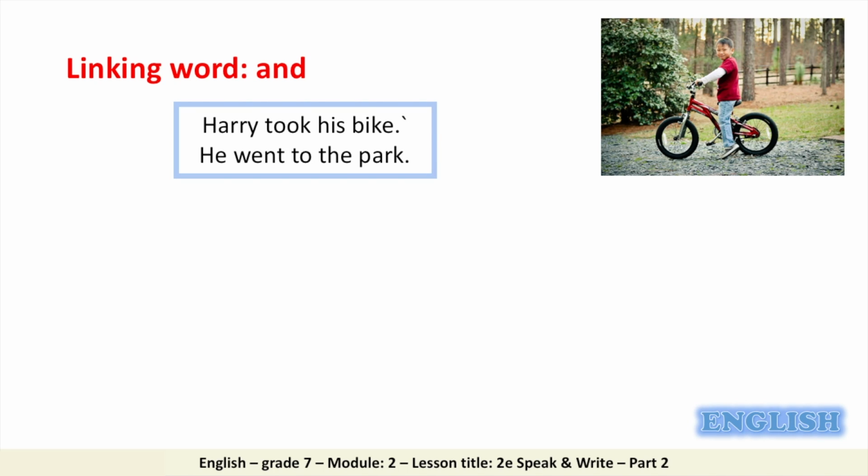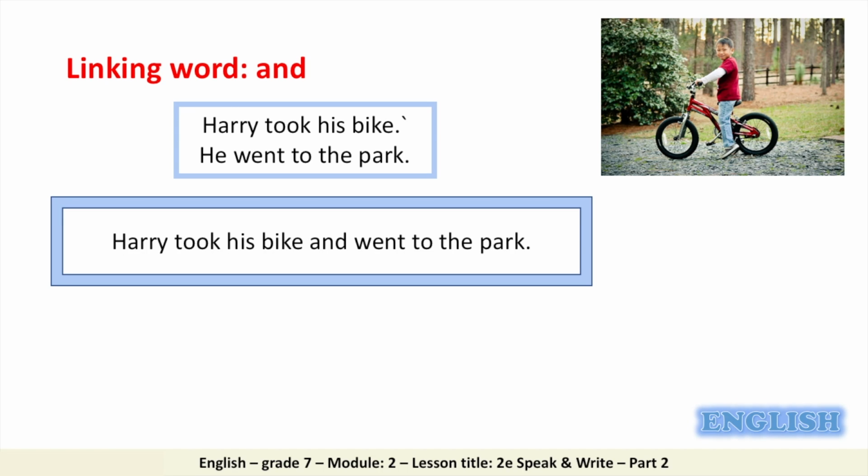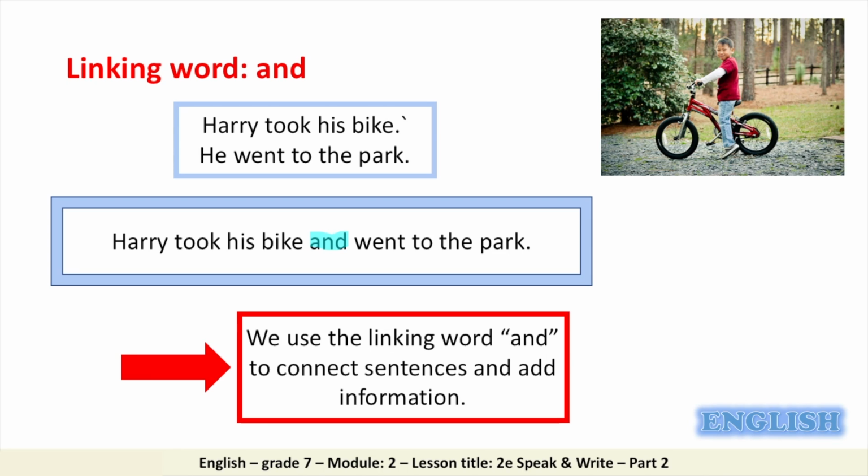Linking word number 1. Look at these 2 sentences. Harry took his bike. We went to the park. To connect these 2 sentences, we use and. Harry took his bike and went to the park. Why do we link these 2 sentences with and? Well, we use the linking word and to connect sentences and add information.